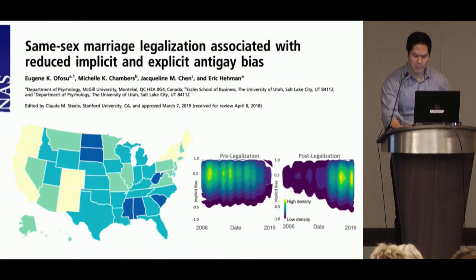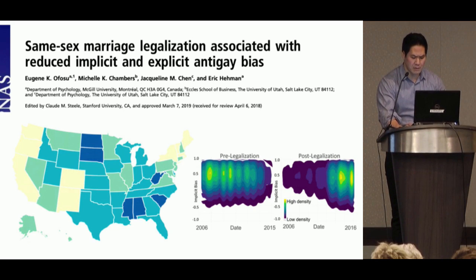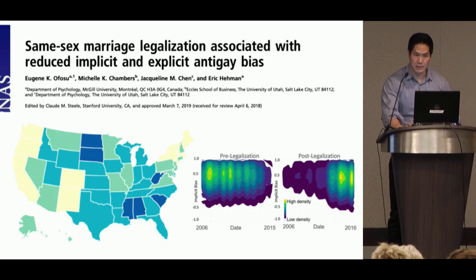Data from Project Implicit has also been leveraged to look at other forms of bias at the geographic level, including anti-gay bias. This is a recent study that was published in PNAS, which found that implicit attitudes towards gays improved following the passage of gay marriage legislation. So importantly, I think this points to the role of policy in promoting social equity.